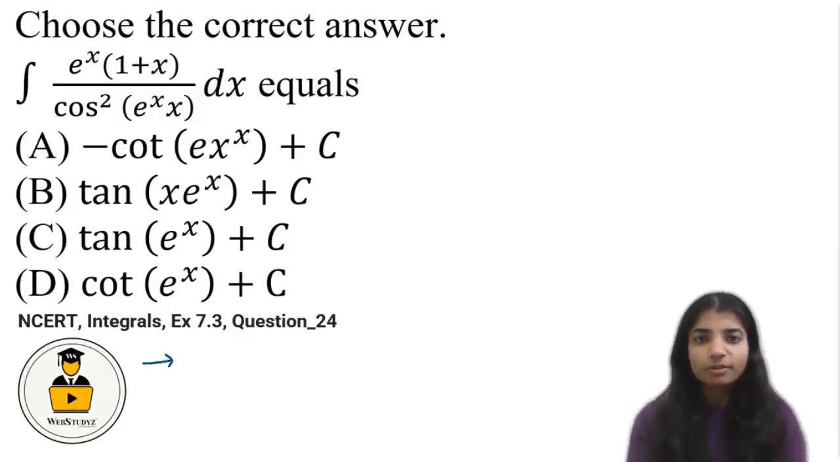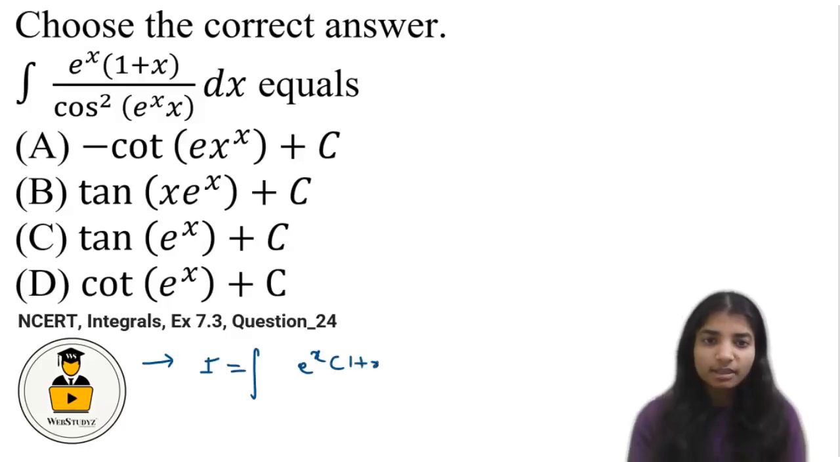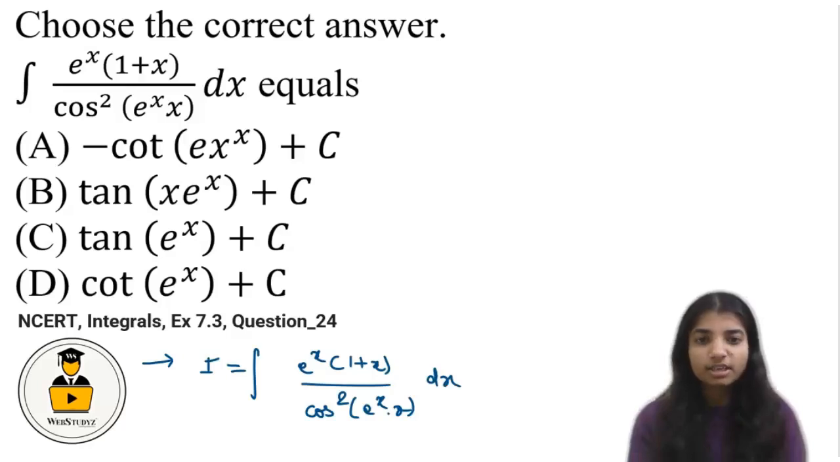In this question we have to choose the correct option. Basically we have to find out the integral of the function e raised to the power x multiplied by (1 plus x) divided by the cos square of (x multiplied by e raised to the power x), dx. We have to find out the integral of this function.